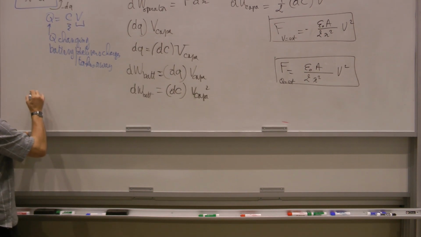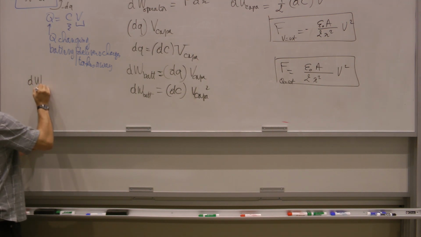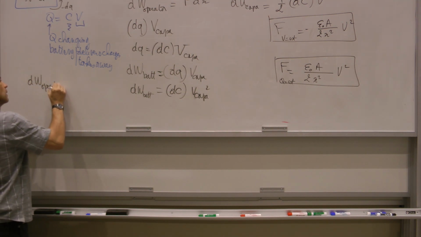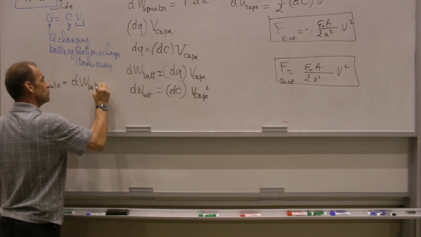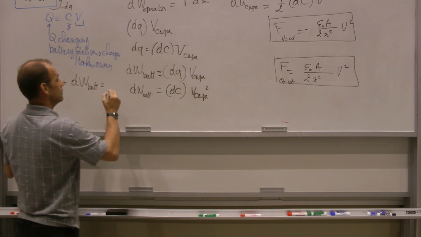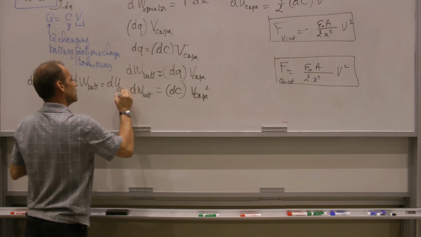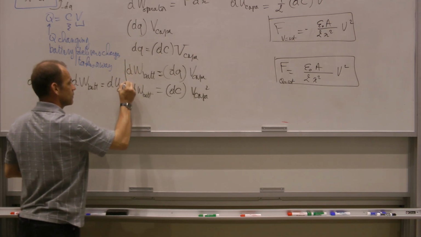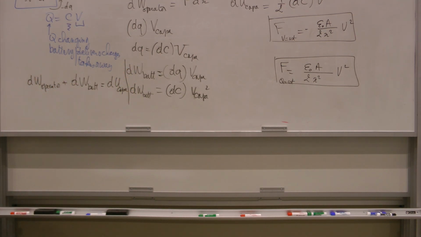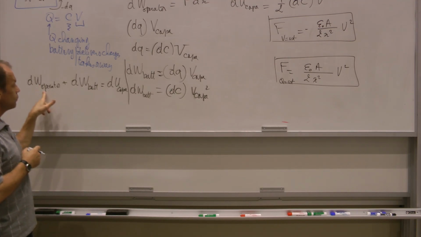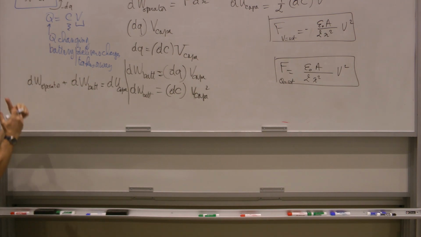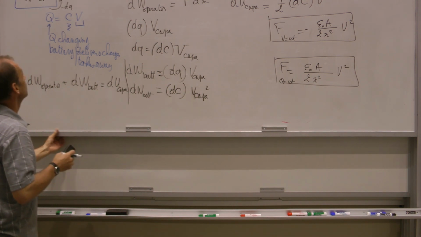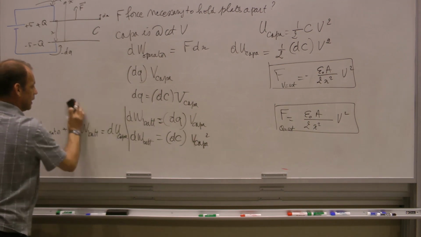So we write again the same equation in the sense that dW of the operator plus now the work additionally that the battery does should be equal to dU kappa, the change in the energy held in the capacitor. The capacitor's energy changes due to the operator doing work, as well as the battery doing work by feeding charges as the spacing changes. So now we're back on our track, and we can then do this calculation.